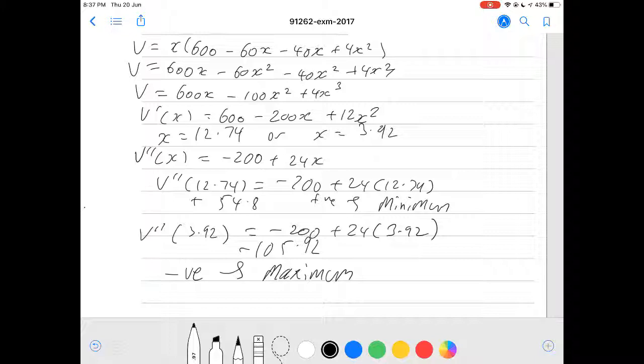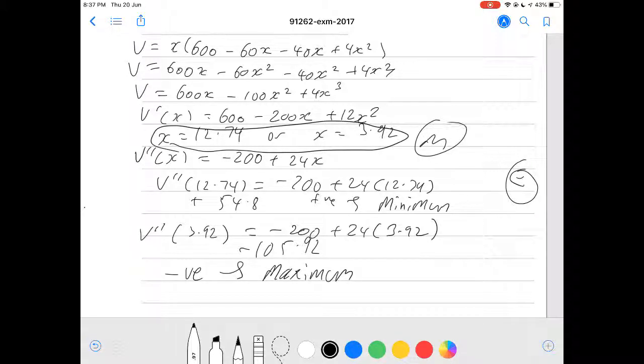Okay, so finding the correct points, so that's x equals 12.74 and x equals 3.92, and the correct justification will get you an excellence grade. To get a merit grade, finding the x values here will get you a merit grade. To get an achieved grade, you're looking at the relationship form and differentiated. So this here will get you an achieved.